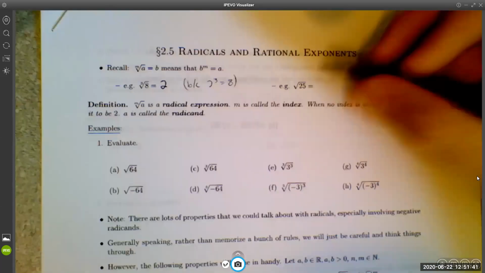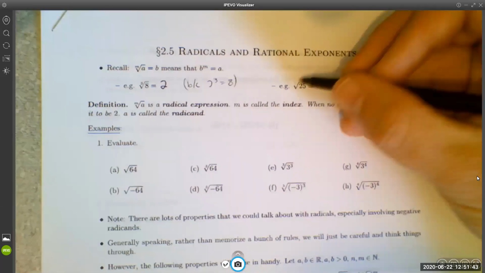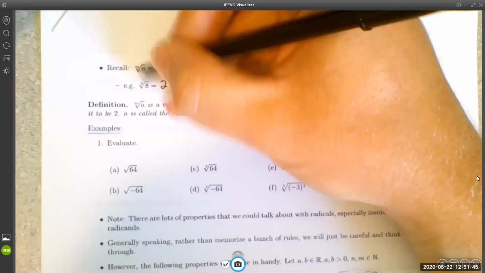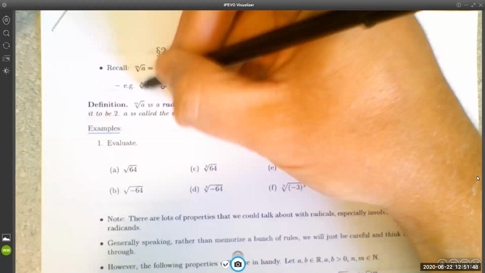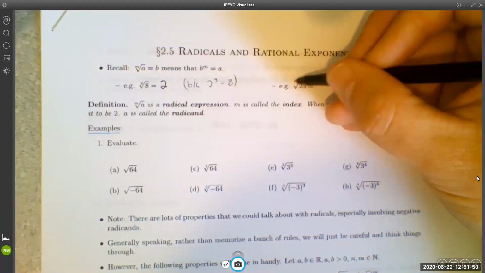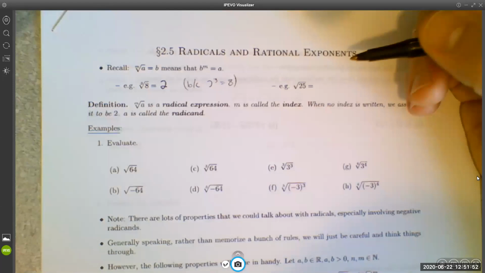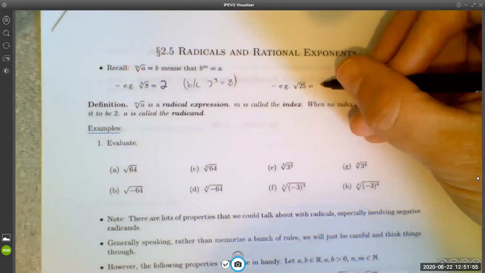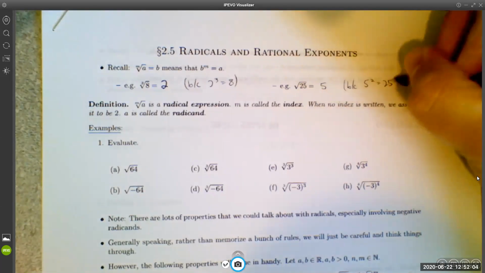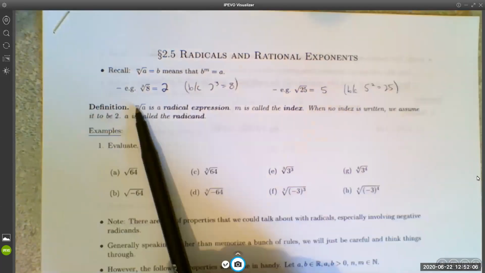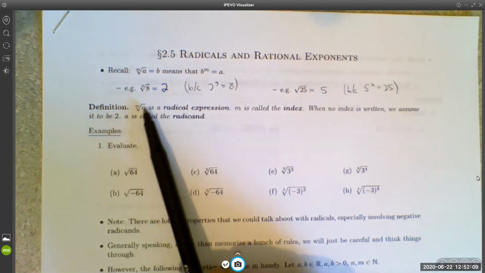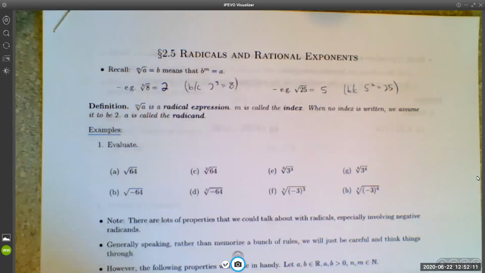Okay. And when there's not an index written, so this number inside of the little radical sign is called the index. When there's not a written index, it's assumed to be a square root. So square root of 25 is 5 because 5 squared is 25. Okay. So this is a radical. We assume it to be a 2. A is called the radicand. Okay, so those are just some pieces of vocabulary that might come in handy as we discuss these things.